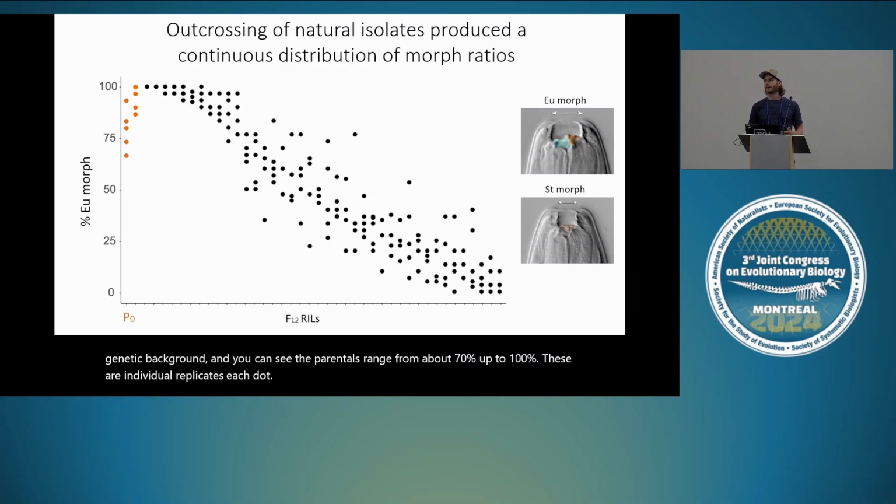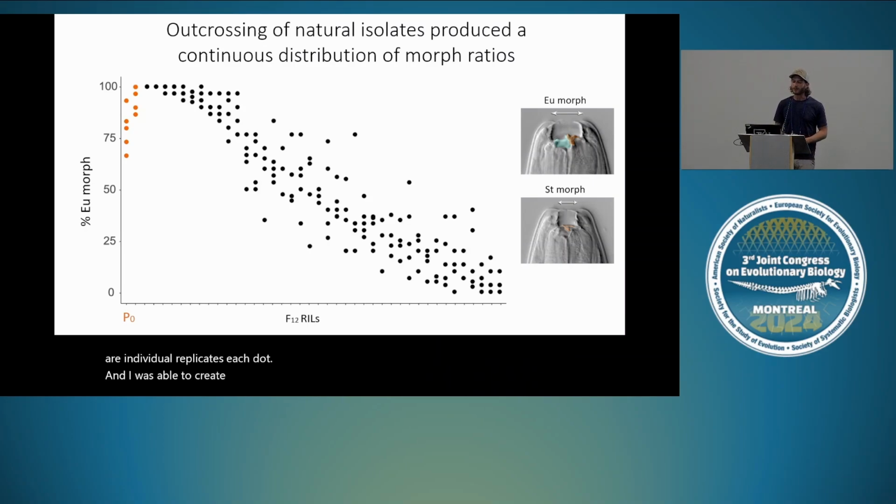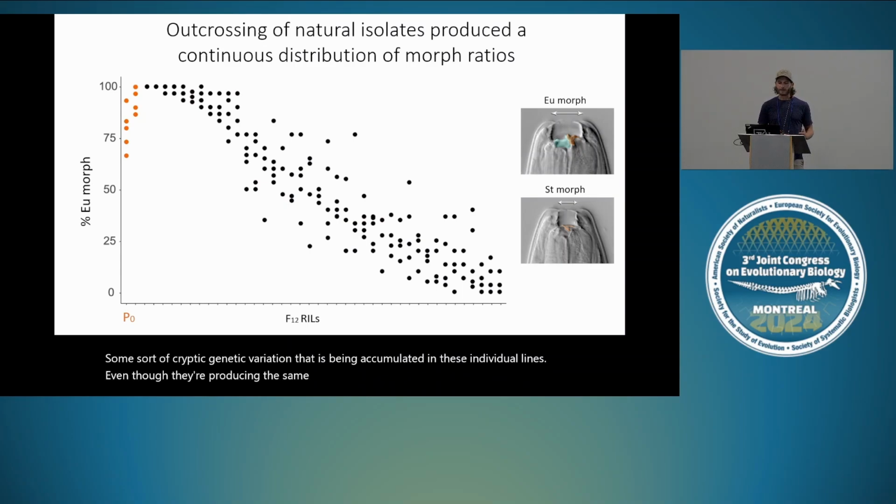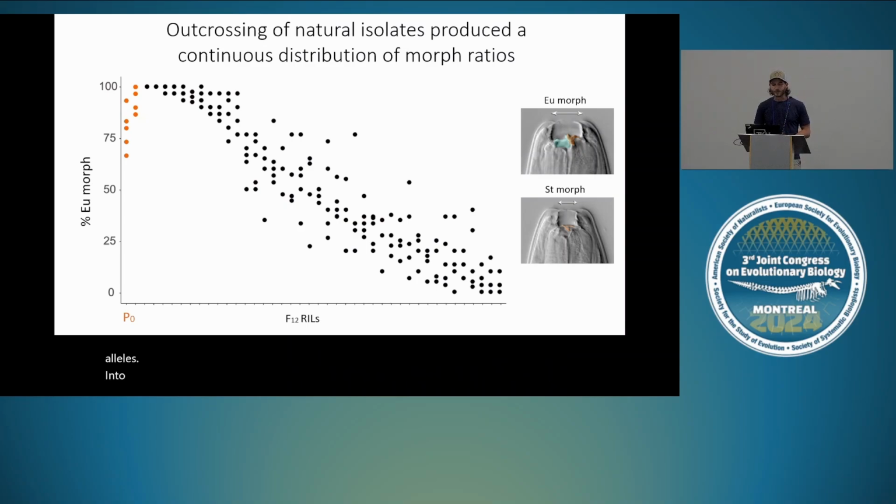And I was able to create a continuous distribution of these morph ratios. So that's really cool because it shows that there is some sort of cryptic genetic variation that is being accumulated in these individual lines, even though they're producing the same phenotypes. And we're revealing this by reshuffling alleles into these different combinations. So my next step was to perform whole genome resequencing and obtain the genotype information for these lines.